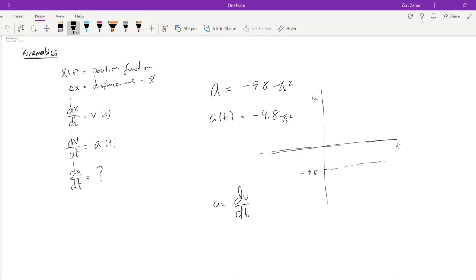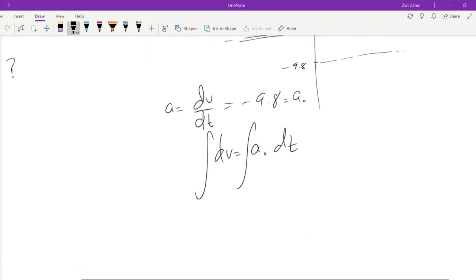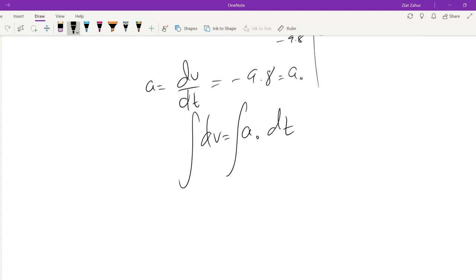A is equal to dV dt. Yeah, I need bounds, don't I? Is equal to some negative number. So we get dV is equal to, we'll call this A naught, A naught dt, integrate. We're integrating from 0 to v, and so we're integrating from 0 to t. Or let's not do bounds.